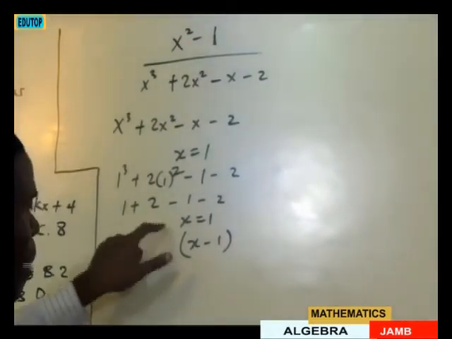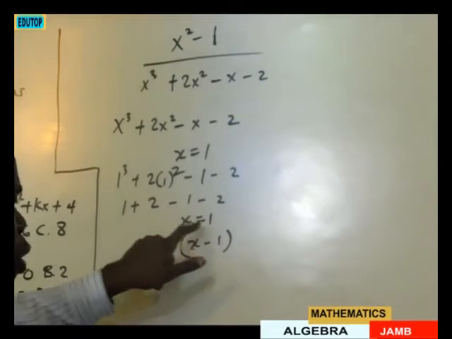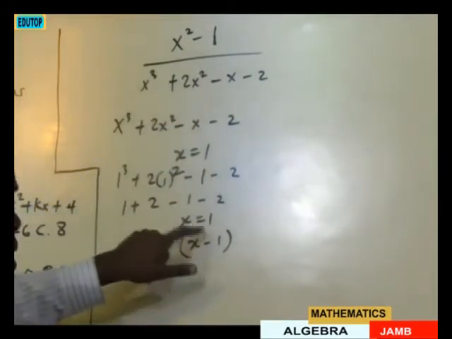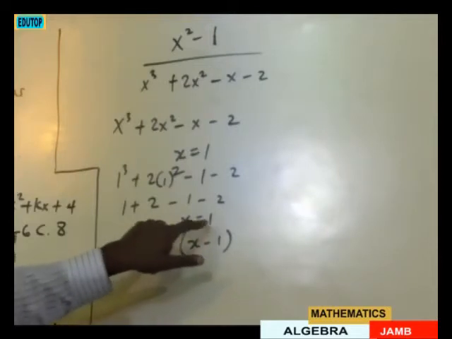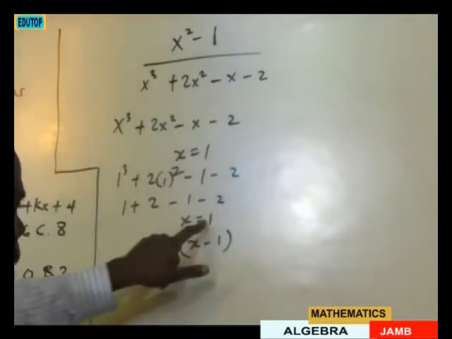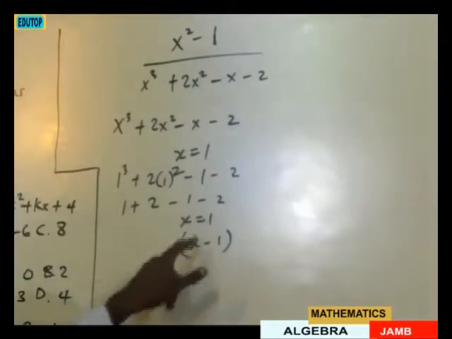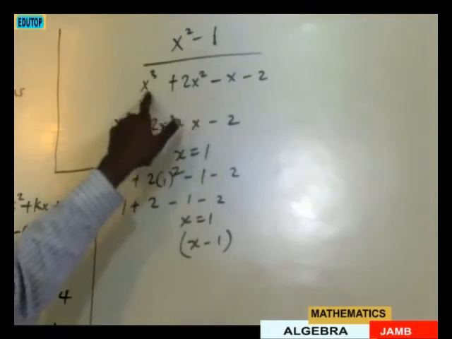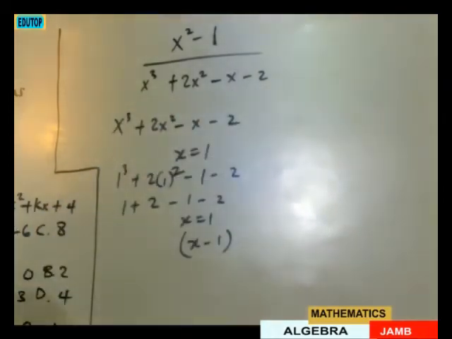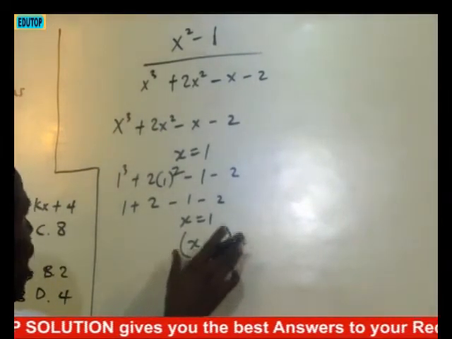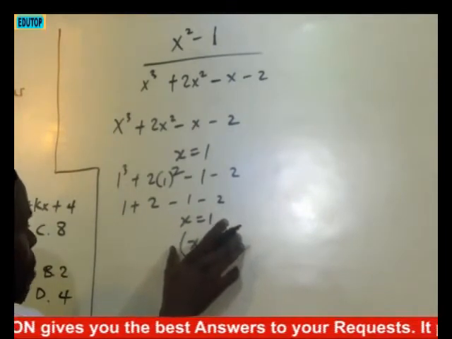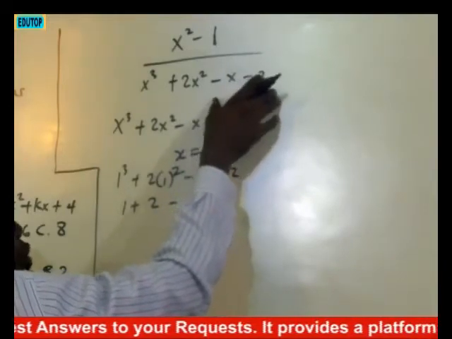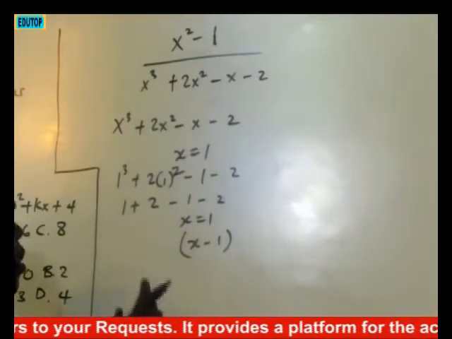The way I select my words, I said x equals 1. When I test it here, it gives me 0, making it that x equals 1 is a solution. Why? By the time I transfer this one to the other side, it becomes x minus 1 is a factor of this denominator, that's the polynomial. So since I know it's a factor, I can now use the long division method. By the time I use this one to divide this one, I will have a polynomial of degree 2, the one we call quadratic.